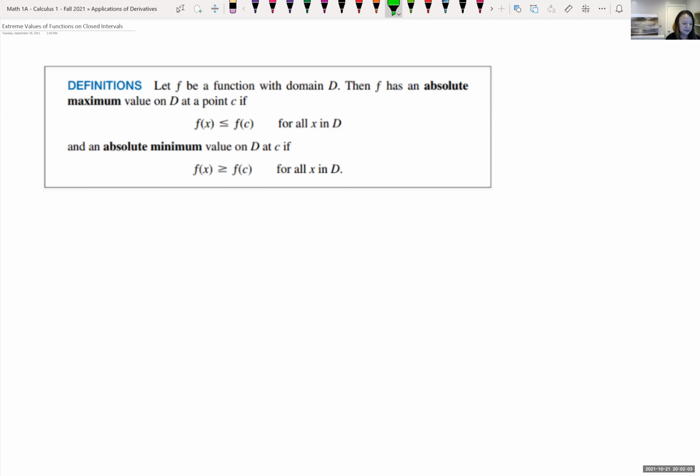By definition, let f be a function with a domain D. Then f has an absolute maximum value on D, that domain, at some point c, if we can say f of x is less than or equal to f of c. So that y value is the biggest y value, at x equals c, which is f of c, for that whole function f of x in that domain D.